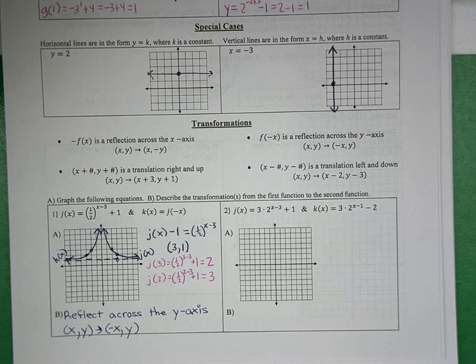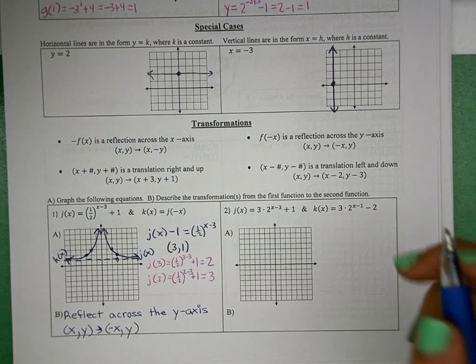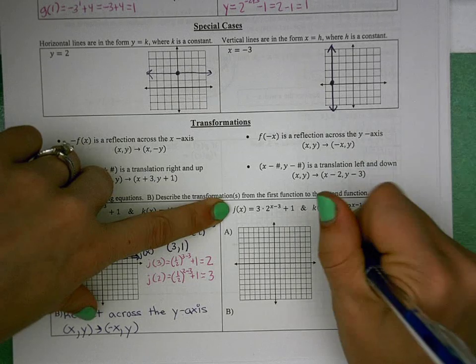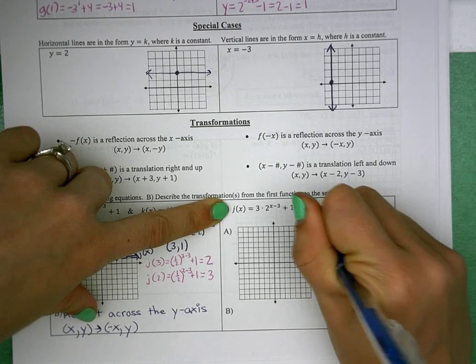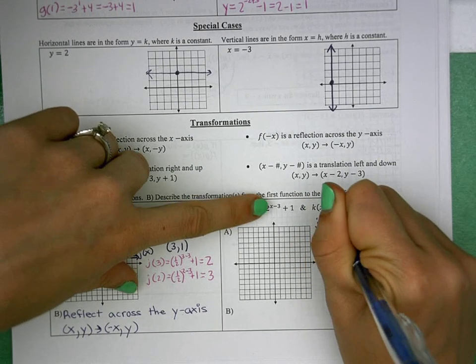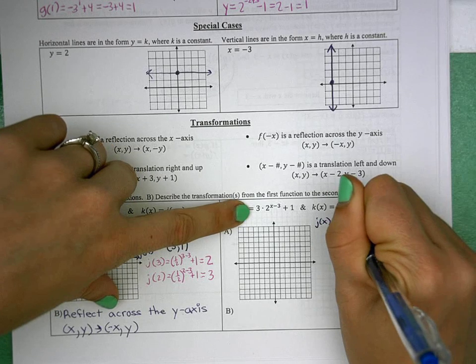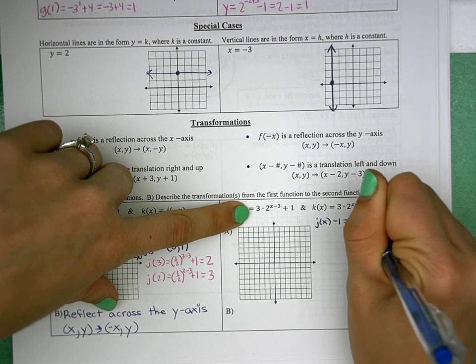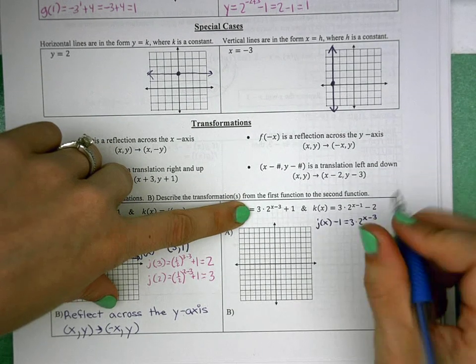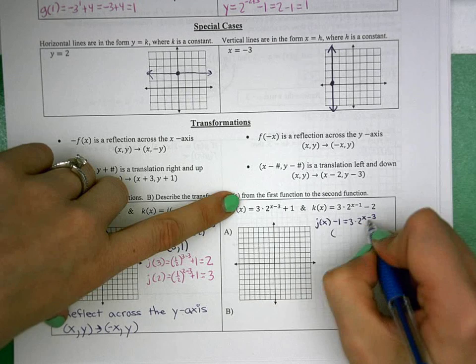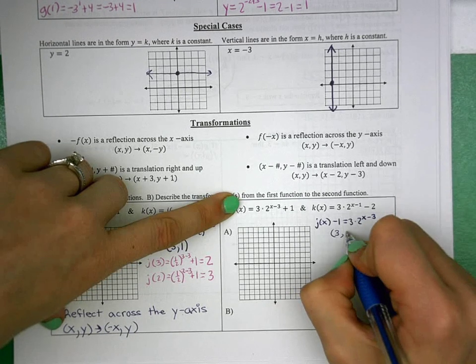Okay, number 2, exponential. So descriptive form, j of x minus 1 equals 3 times 2 to the x minus 3. Okay, my coordinate point, x is positive 3, y is positive 1. Again, that's my asymptote.